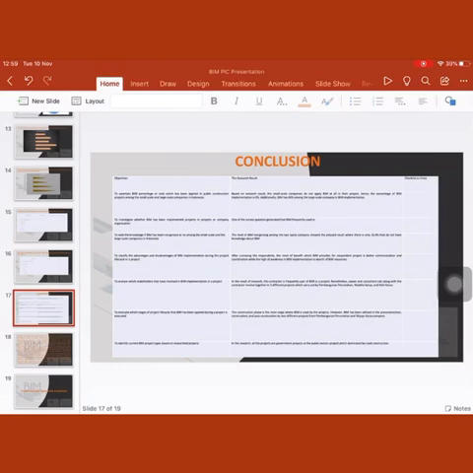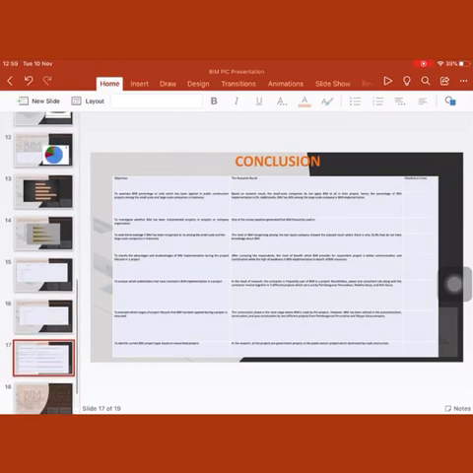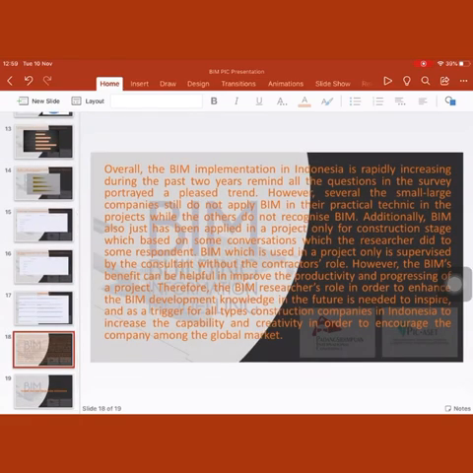And then, what is the conclusion of our research? Based on our hypothesis or objective, we compare the objective and the research result in this table about BIM implementation in public projects in Indonesia. Overall, BIM implementation in Indonesia has been rapidly increasing during the past 2 years. All the questions in the survey portrayed a pleasing trend. However, several small and large companies still do not apply BIM in their practical technique in projects, while others do not recognize BIM.